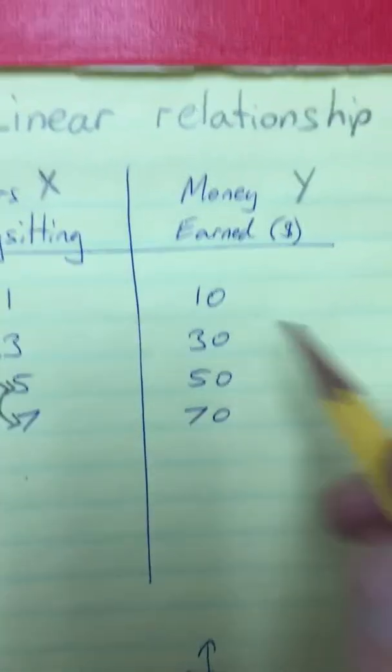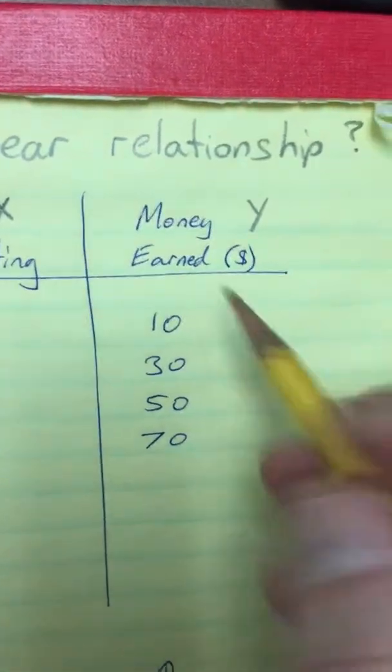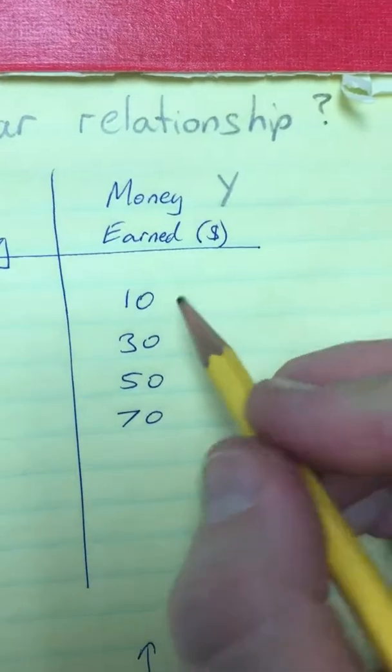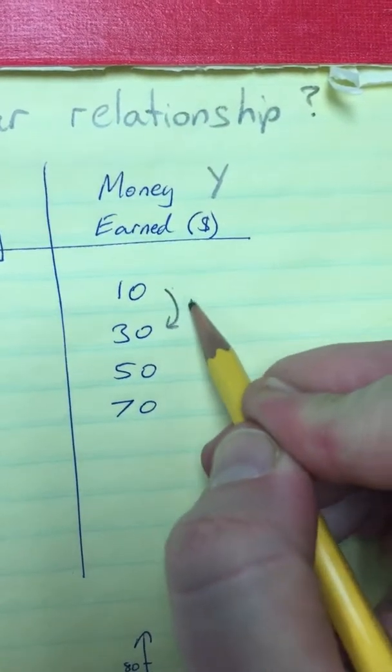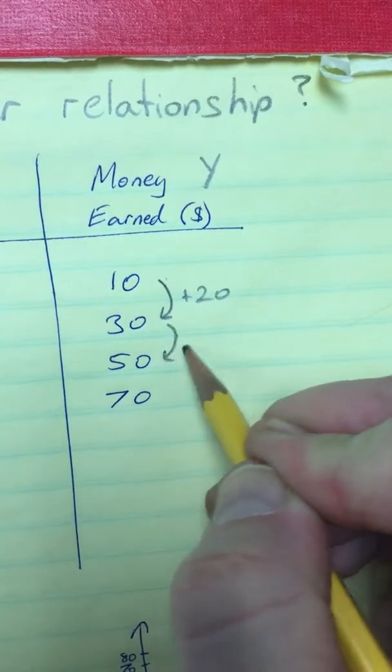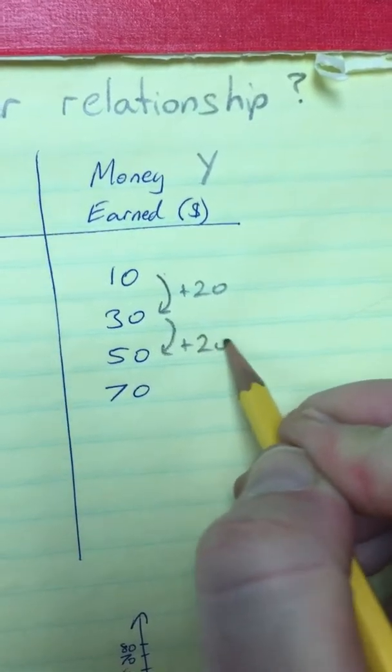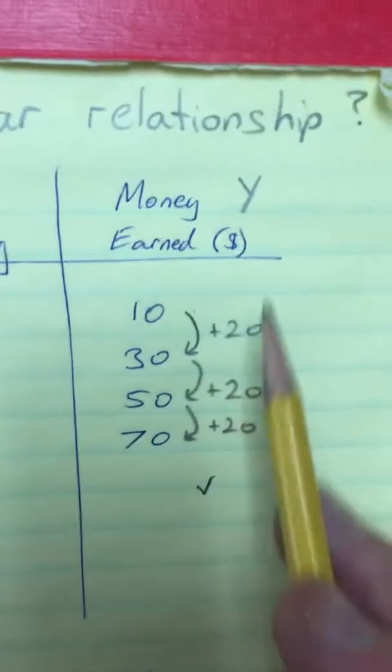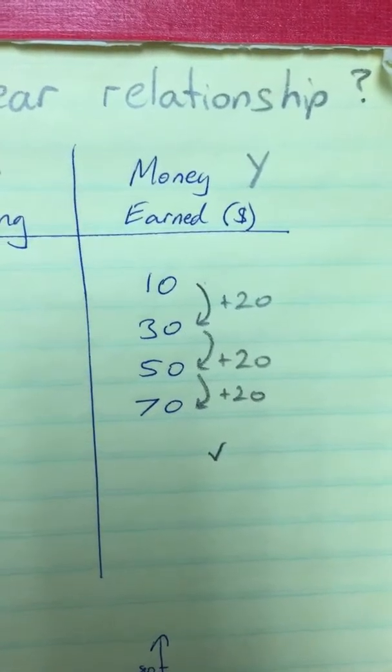We've got to make sure of our y side as well. Does our y side go up by a common difference? Well, let's check. +20, +20, +20. It does. So our x value goes up by a common difference. Our y value goes up by a common difference. So it is linear.